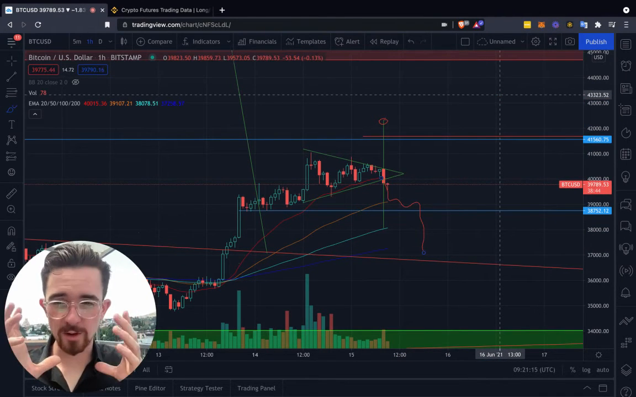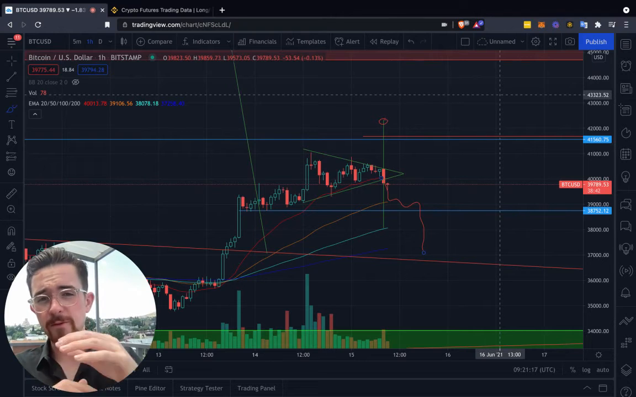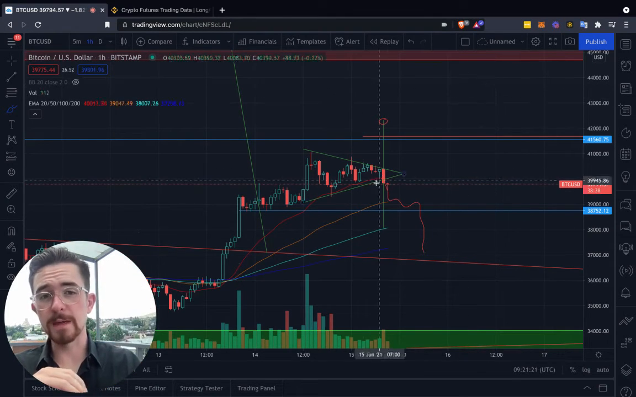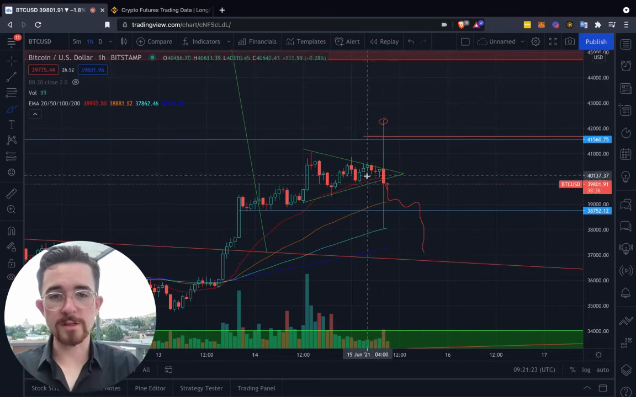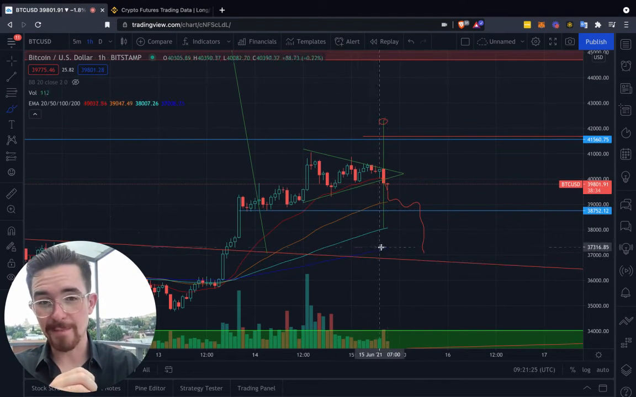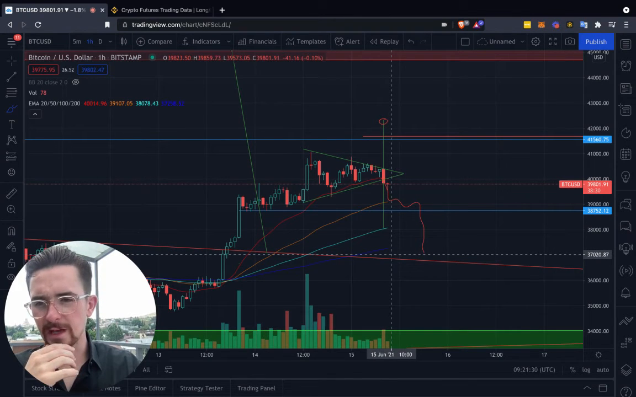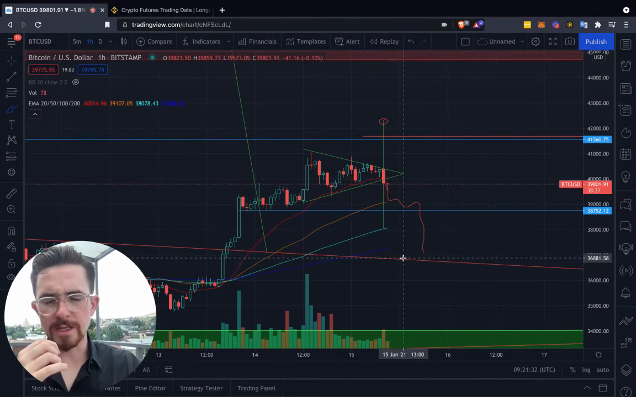But again, you have to look at volume, you have to look at open interest. If you see this further drop down, you see open interest spike, this means most likely we will continue to fall, right? So we will continue to fall, maybe to retest back around the 37K mark, back down to those levels.